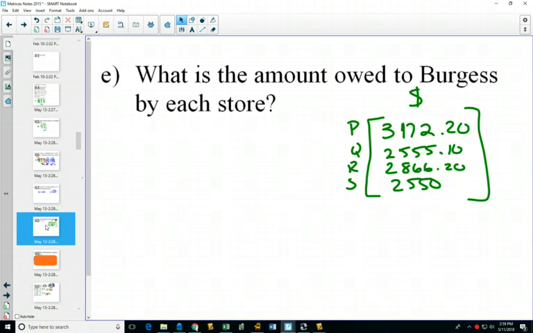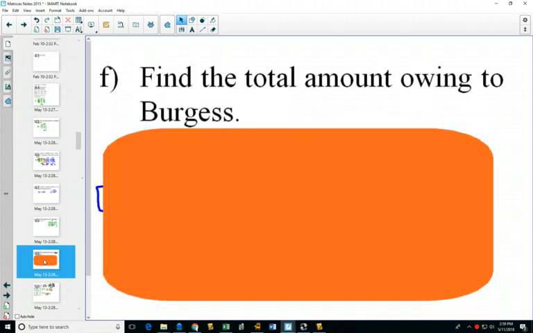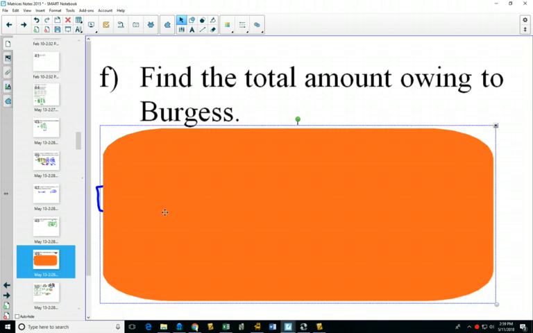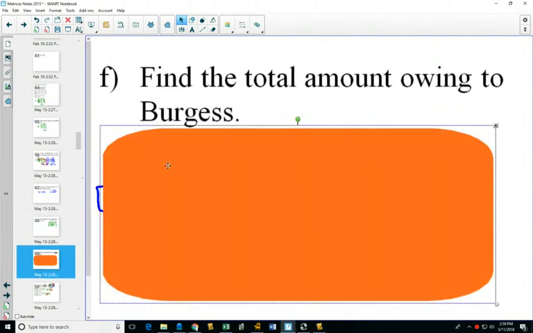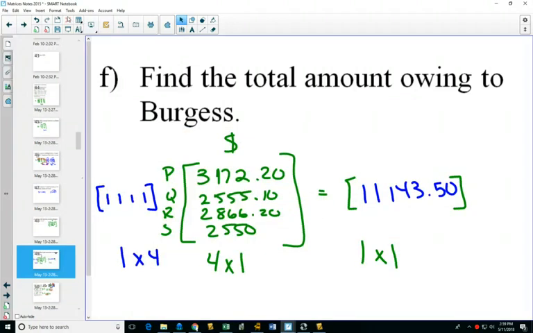So, you're good? And then the last one, find the total amount owing to Burgess. If you wanted to, can you see that you could just take each of those things and add them up? Can you figure out a matrix multiplication that would do that for you? Okay, you could just add them all up. Again, that wouldn't be bad. If you multiplied by the matrix 1, 1, 1, 1, which is a 1 by 4, it would add them all up. And you would get your final 1 by 1 answer. Of course, at this point, it's probably just easy to just add them all up.